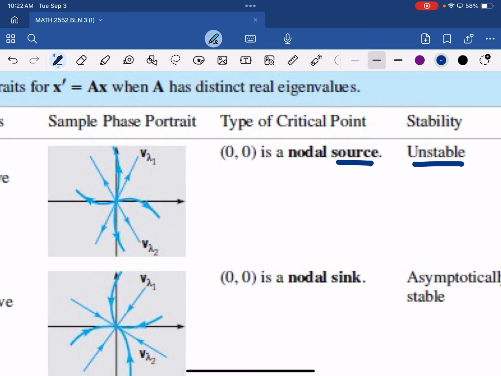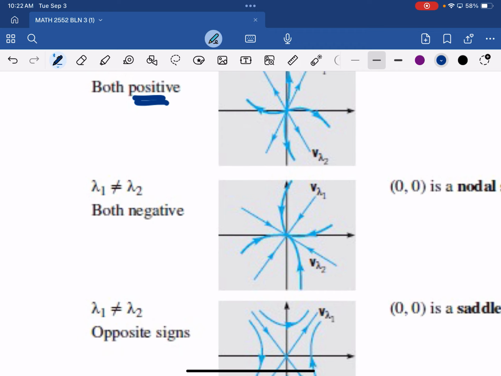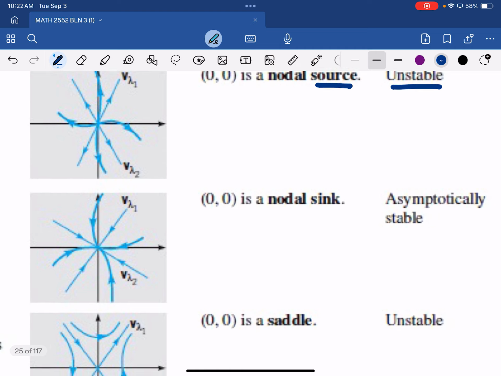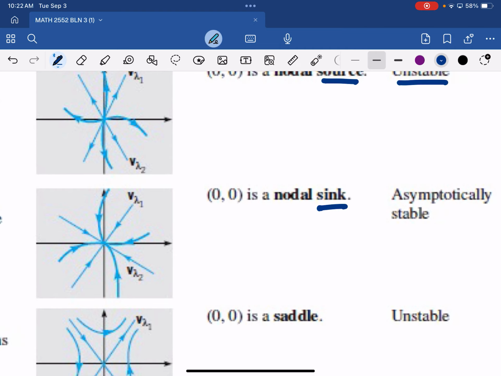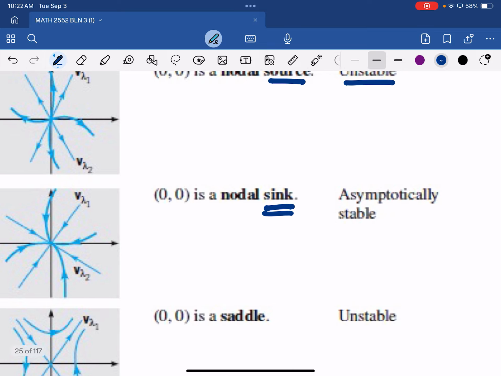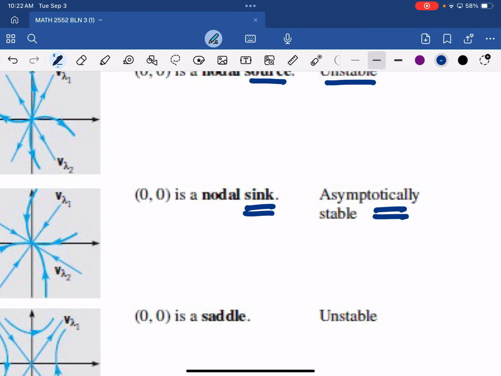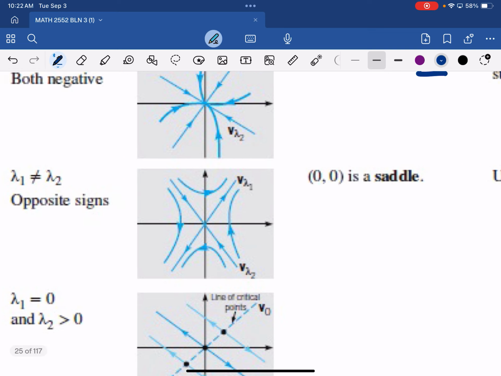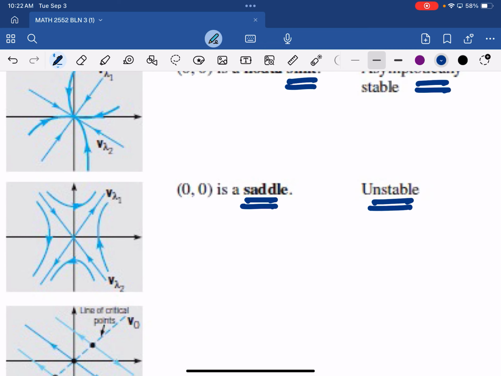Just like the scalar case, when they're going away from the critical point, the critical point is unstable. When the eigenvalues are real and different and negative, the solution curves are going towards the origin, and that time the origin is called a sink or an attractor, and the critical point is asymptotically stable. When the eigenvalues are real and of opposite signs, the solution curves would look like this, and the critical point origin is a saddle point, and it is unstable.